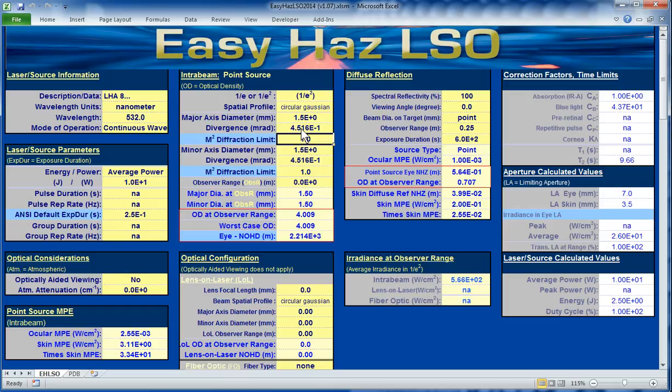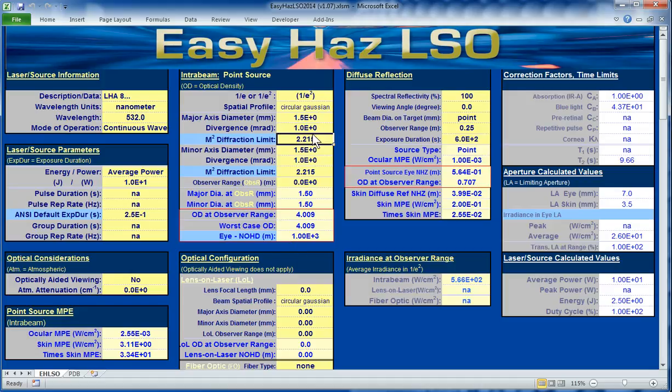We're going to look at M squared and how beam diameter and divergence are really related to each other in just a little bit. But for now, we'll notice that we changed the beam divergence by only 0.05 milliradians, and we added almost 200 meters to the NOHD. What happens if instead of 0.5, which is our original divergence, we double it? Well, it's going to make sense. If we double the divergence, we go from 0.5 to 1. The NOHD gets cut in half.